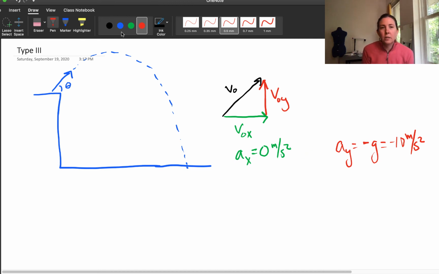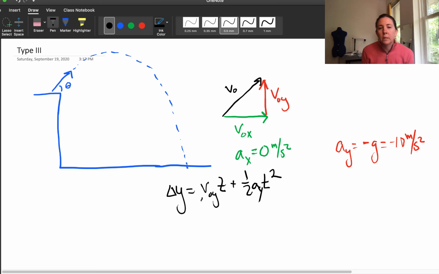From there, depending on what you're looking for, the change in y position is the initial velocity in the y direction times time plus 1/2 acceleration times time squared. This becomes a little bit more difficult in the y, because if you need to solve for time, this term doesn't drop out, and so you would have to use a quadratic.